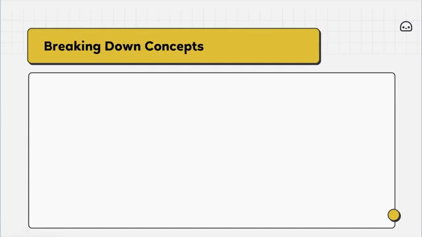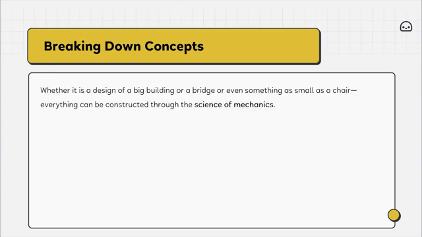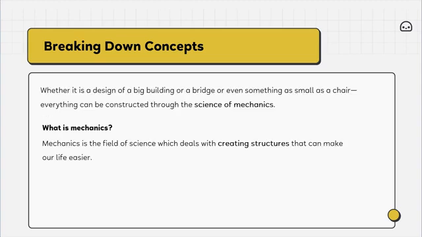Whether it is a design of a big building or a bridge or even something as small as a chair, everything can be constructed through the science of mechanics. So what is mechanics? Mechanics is the field of science which deals with creating structures that can make our life easier. For example, building bridges to connect two places. Engineers must be well versed with mechanics to build strong and long-lasting structures.